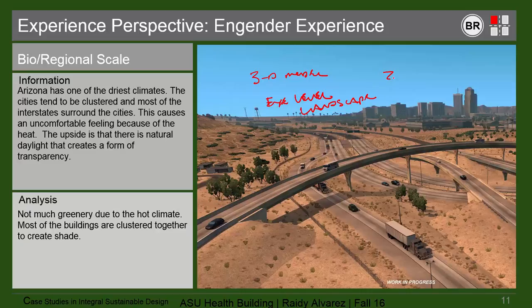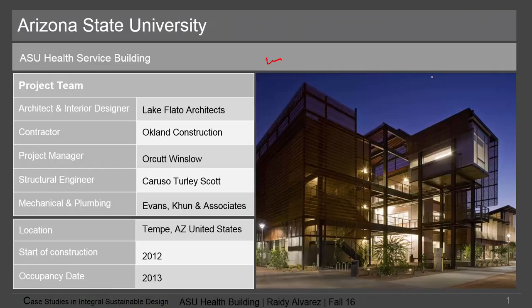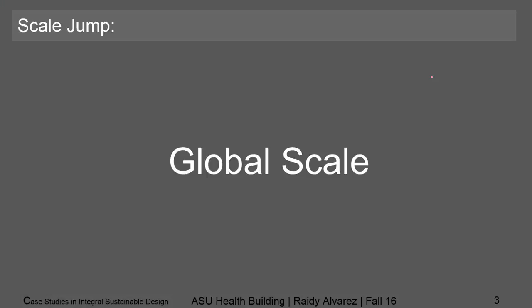However, I might want to zoom into town. Is this thing in a town? Actually, I still don't know, based on where you are, where this project is. Let me just check. So it's in Tempe. Okay, so I know it's in Tempe.